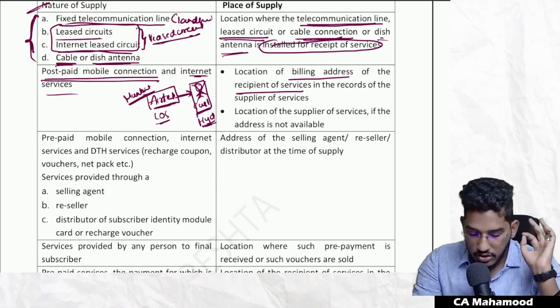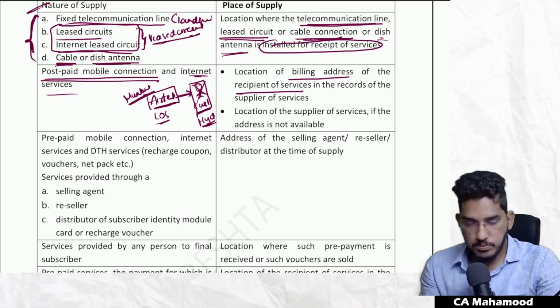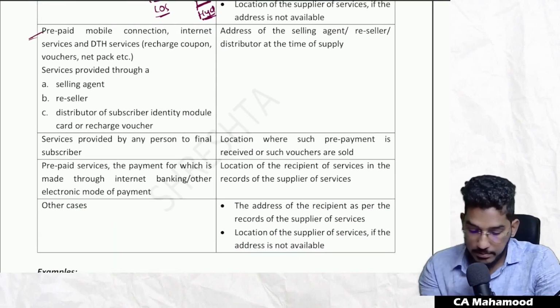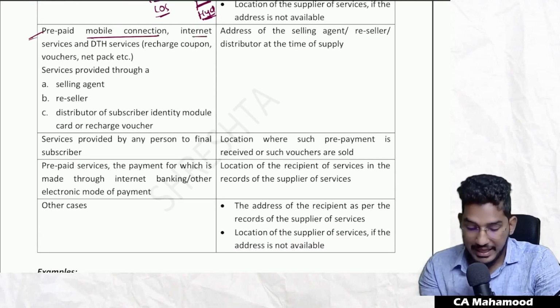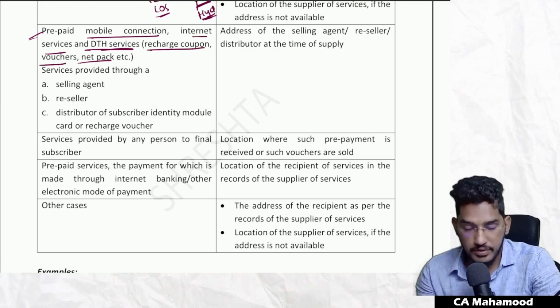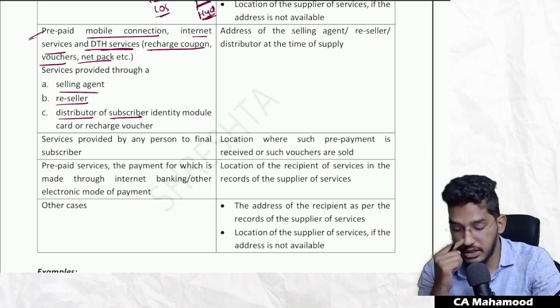Next. Now let us talk about a few more categories. Since we are done with postpaid connections, now let us come to prepaid. So the third category: prepaid mobile connection, internet services and DTH services which are provided through recharge coupons, vouchers, net packs, etc. And if these services are provided through a selling agent, reseller, distributor, or subscriber identity module card or recharge voucher.